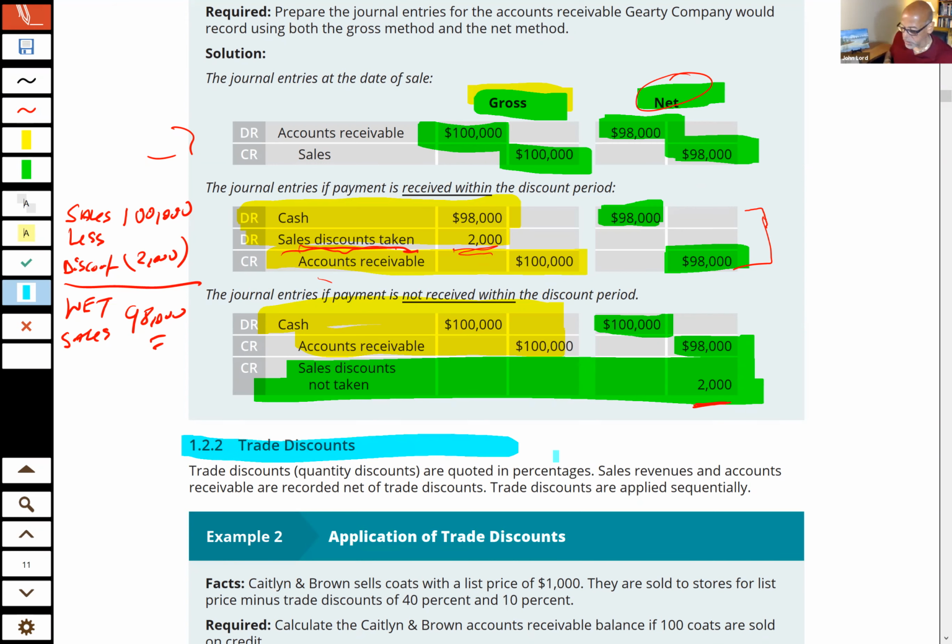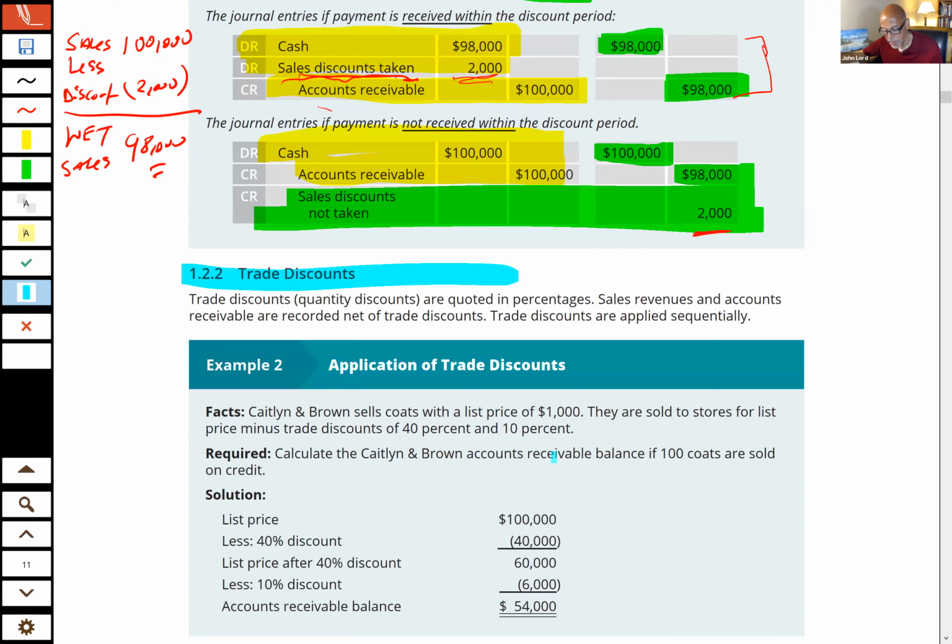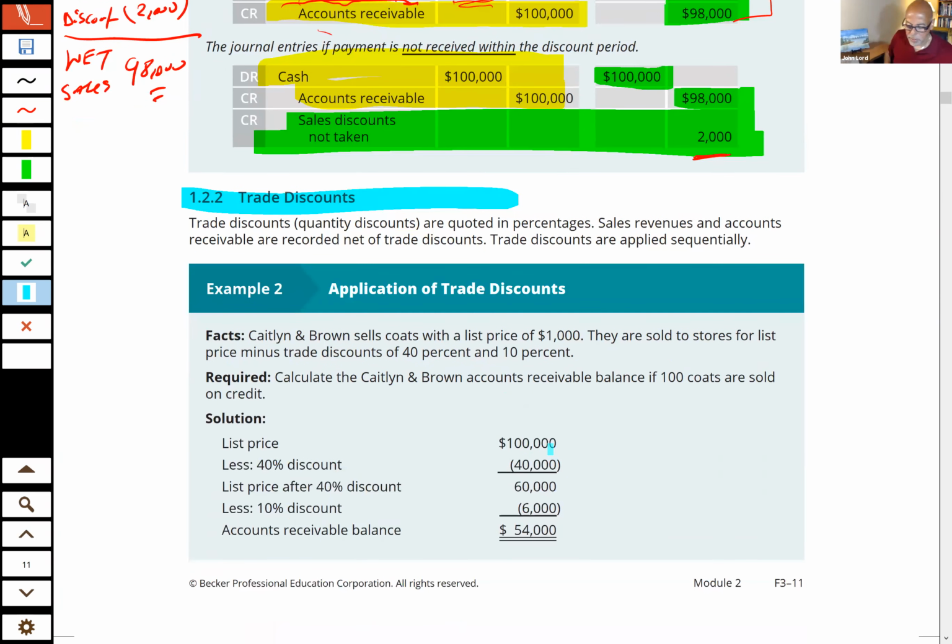Okay, all right, let's take a look at trade discounts. And I like to use the analogy of Macy's here. Have you ever gone shopping at Macy's and it says 40% discount? And then, I don't know, they used to do this.